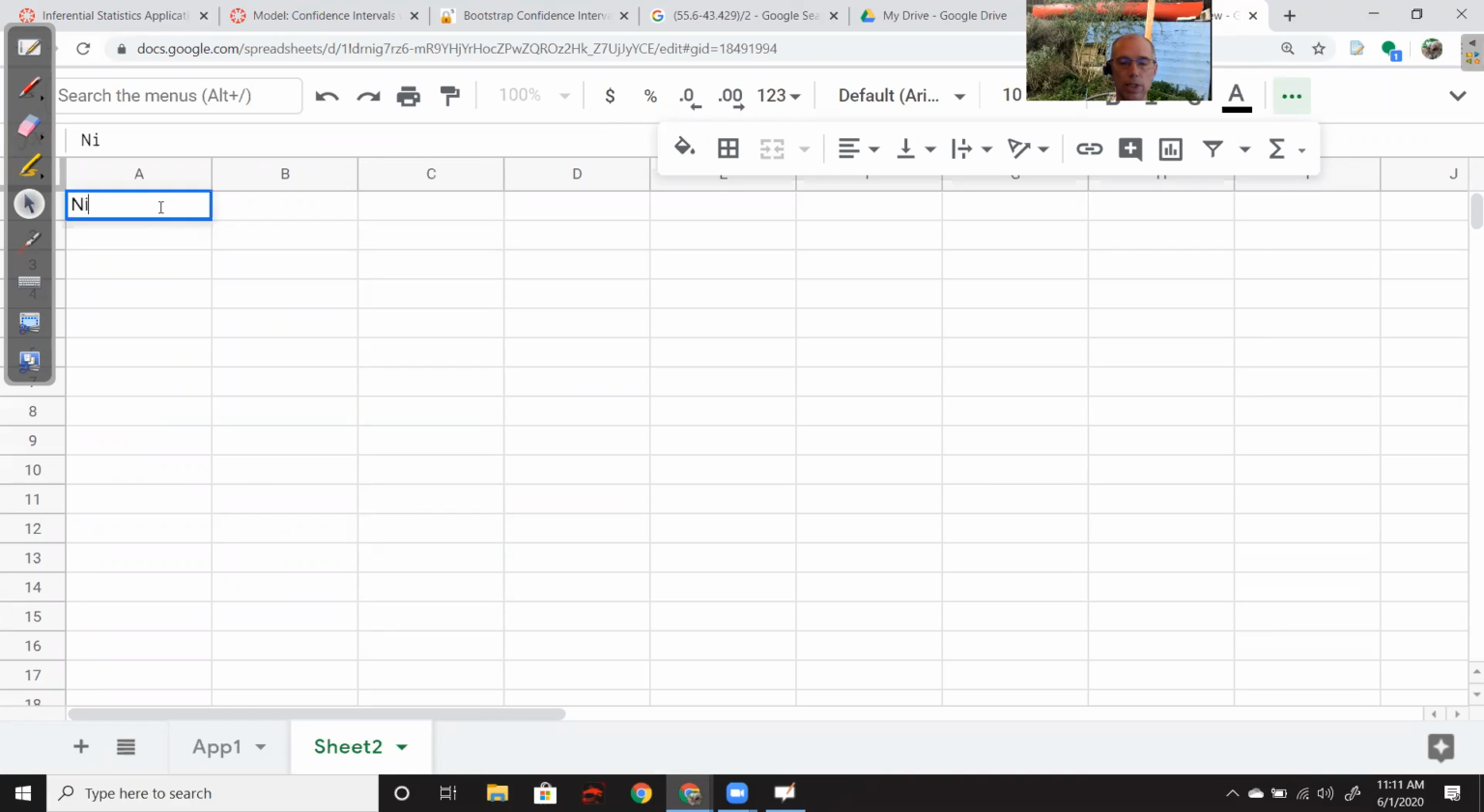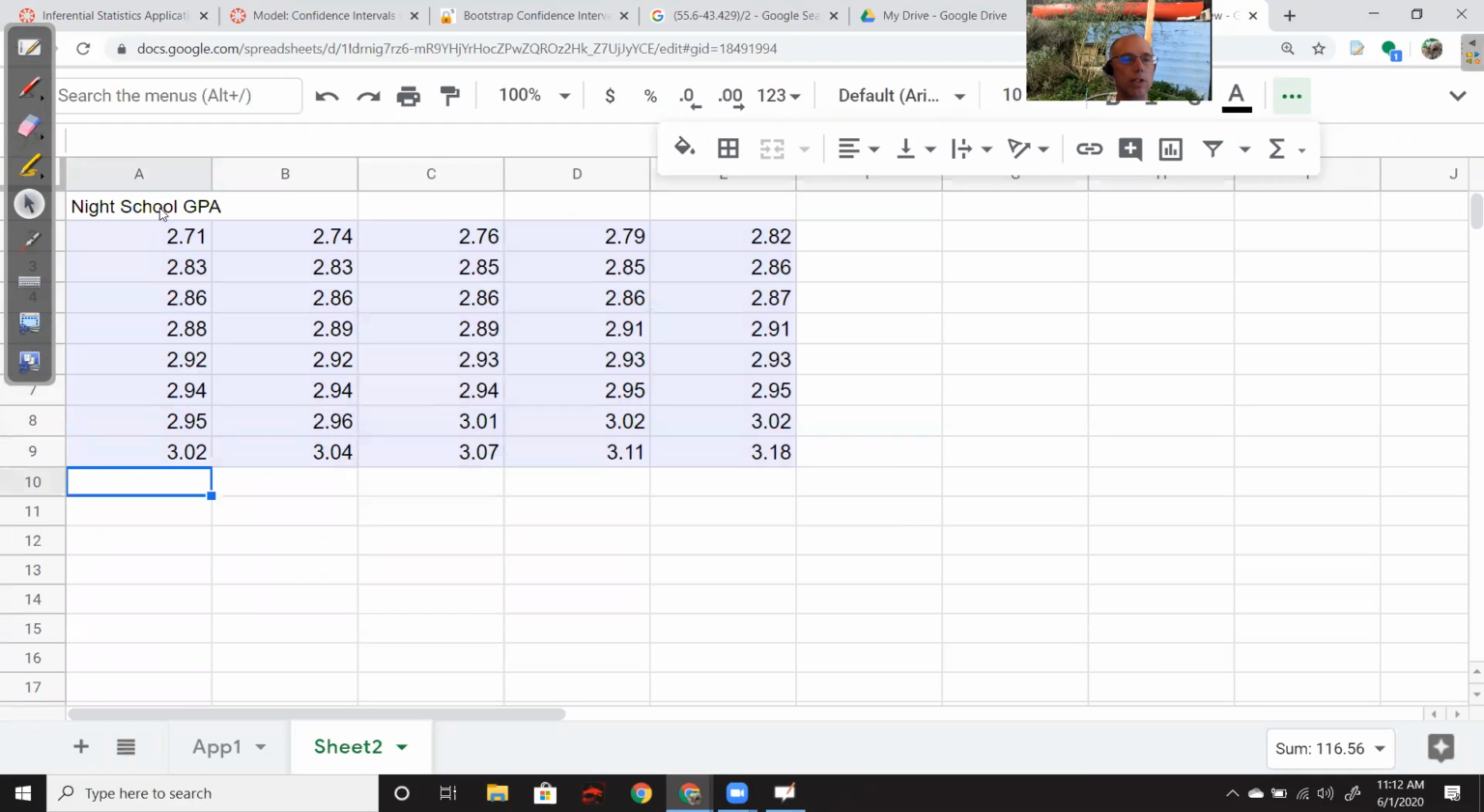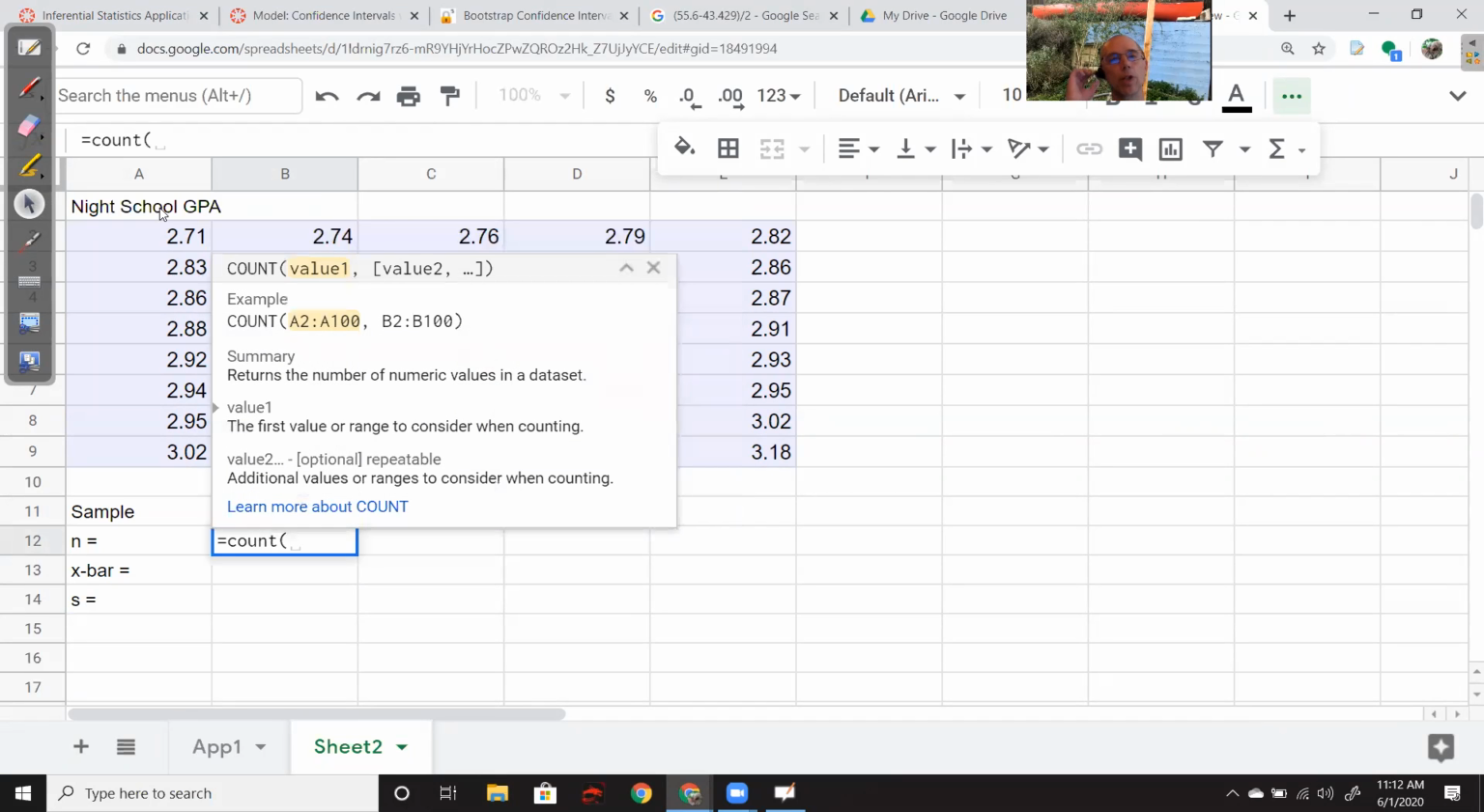This is night school GPA, and paste. And then underneath here, I'll get the sample information just to double check. N equals, X bar, sample mean equals, and then S equals. So count. Oh, I'm still online. Sorry about that.